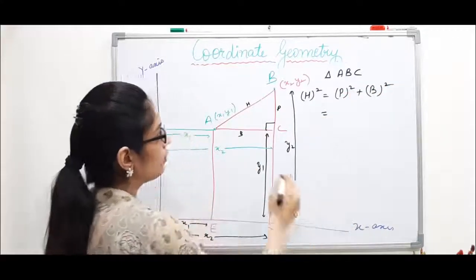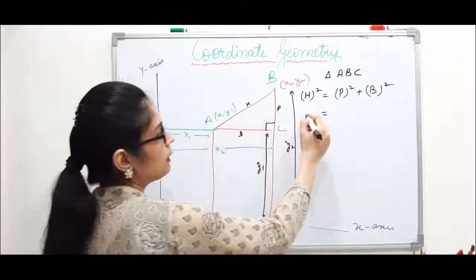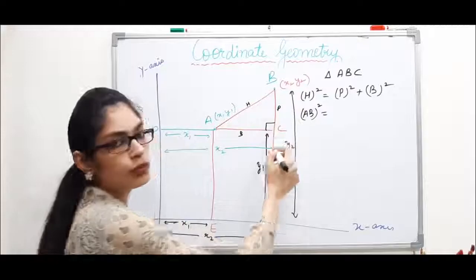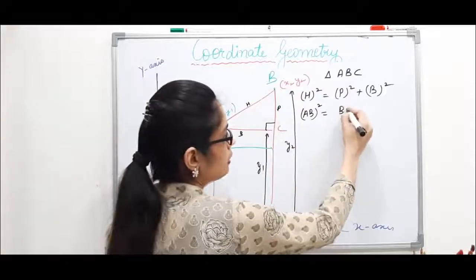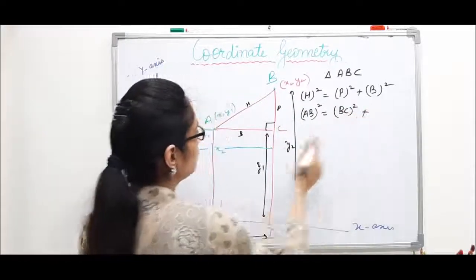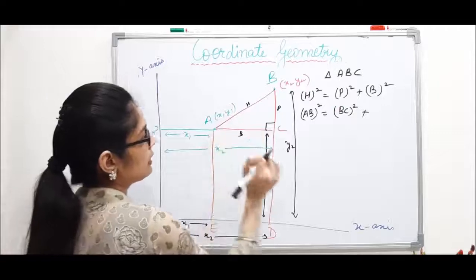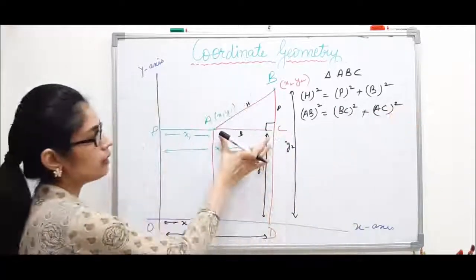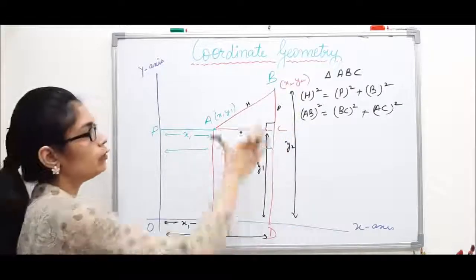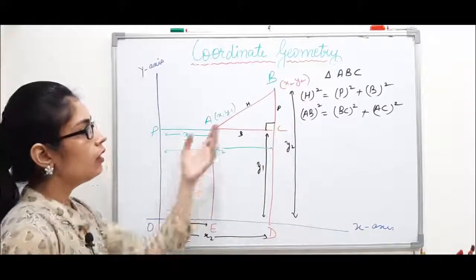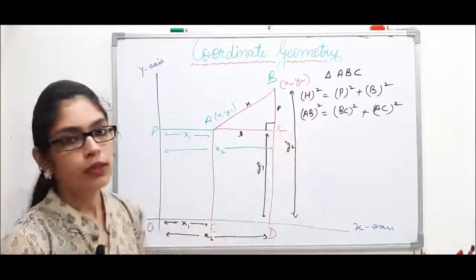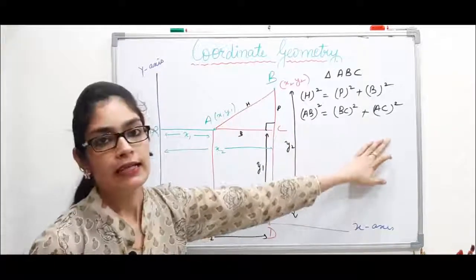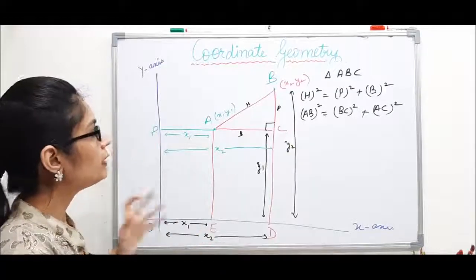So we can write the values. Hypotenuse is AB, so I can write AB square equals perpendicular, which is BC square, plus base, which is AC square. From here you can see AC is base, BC is perpendicular, and AB is the hypotenuse of the triangle. Now we don't have the values of BC and AC, so let's find out the values of BC and AC first.